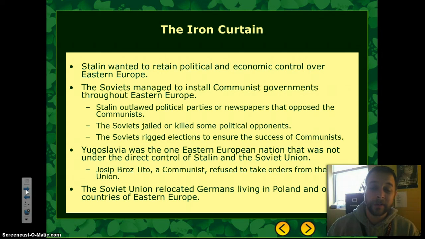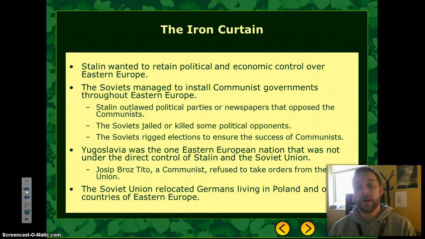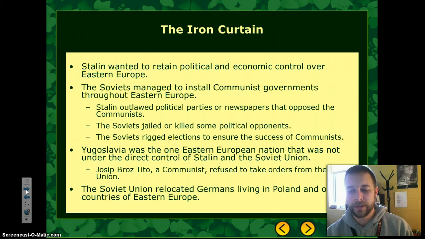The one that wasn't under direct control of Stalin within a couple of years was Yugoslavia. Even though Yugoslavia wasn't under Soviet control, it was a communist dictatorship, under the leadership of a gentleman by the name of Josip Tito. And Tito was a very harsh dictator, but he didn't march to the orders of the Soviet Union. Everybody else pretty much did, though.